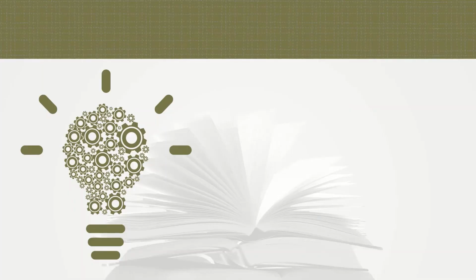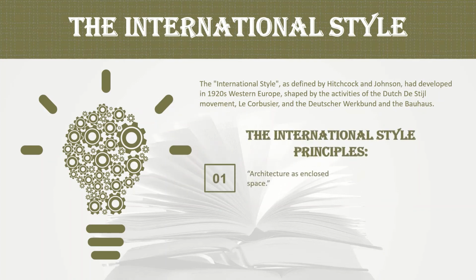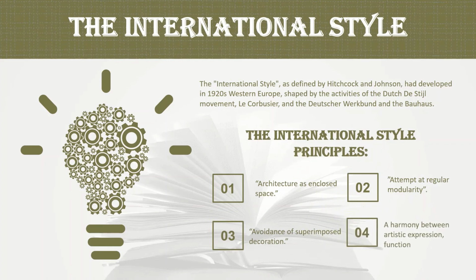The third and last architecture style is the international style. The international style, as defined by Hitchcock and Johnson, developed in 1920s Western Europe, shaped by the activities of the Dutch De Stijl movement. Its principles are architecture as enclosed space, an attempt at regular modularity, avoidance of superimposed decoration, and a harmony between artistic expression and function.